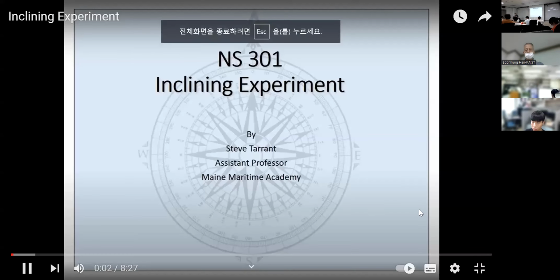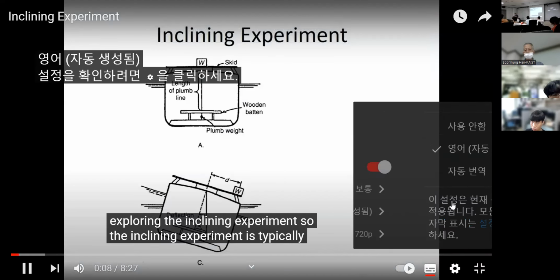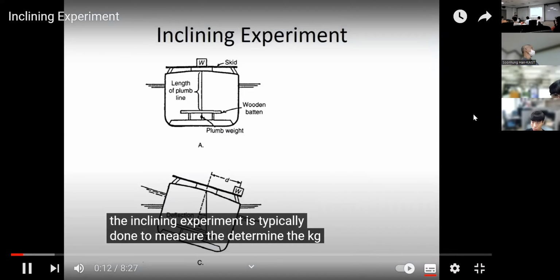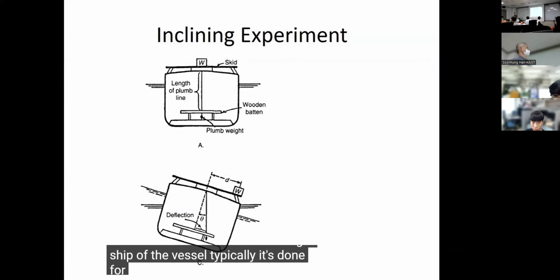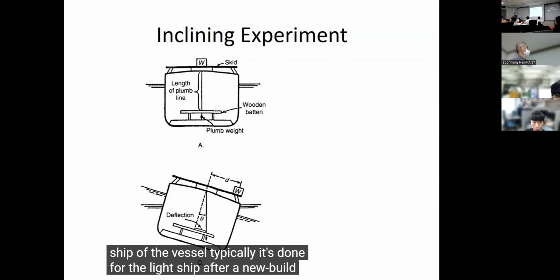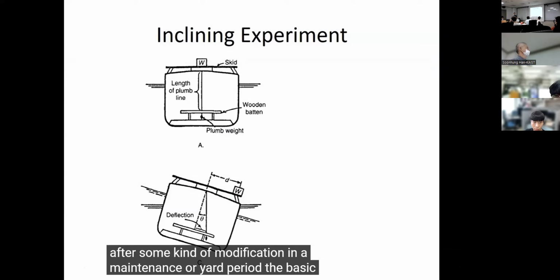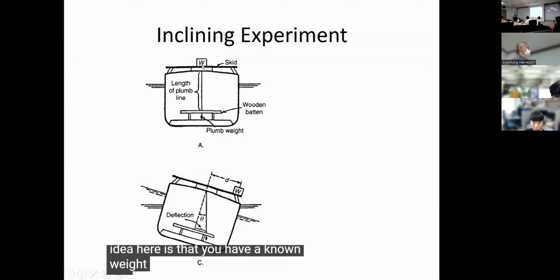Hello. In this video, we're going to be exploring the inclining experiment. The inclining experiment is typically done to determine the KG of the vessel. It can be done for the light ship of a vessel. Typically, it's done for the light ship after a new build or after some kind of modification in a maintenance or yard period. The basic idea here is that you have a known weight.